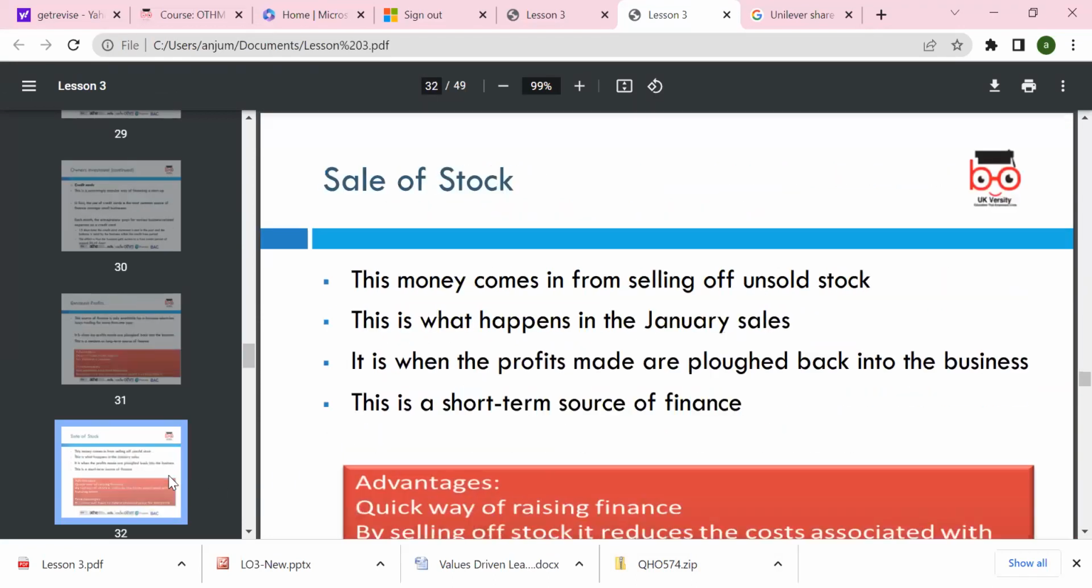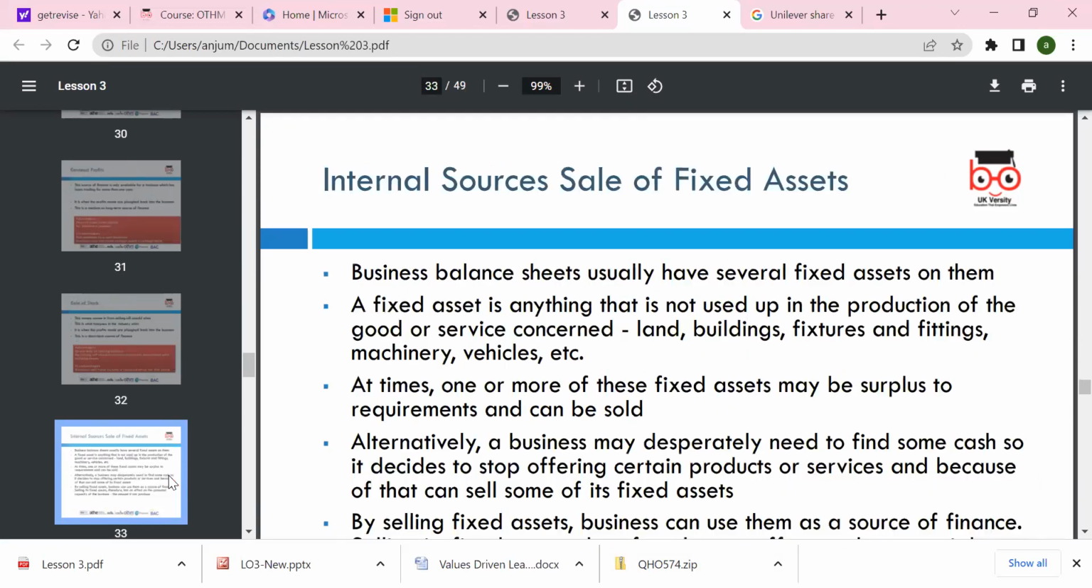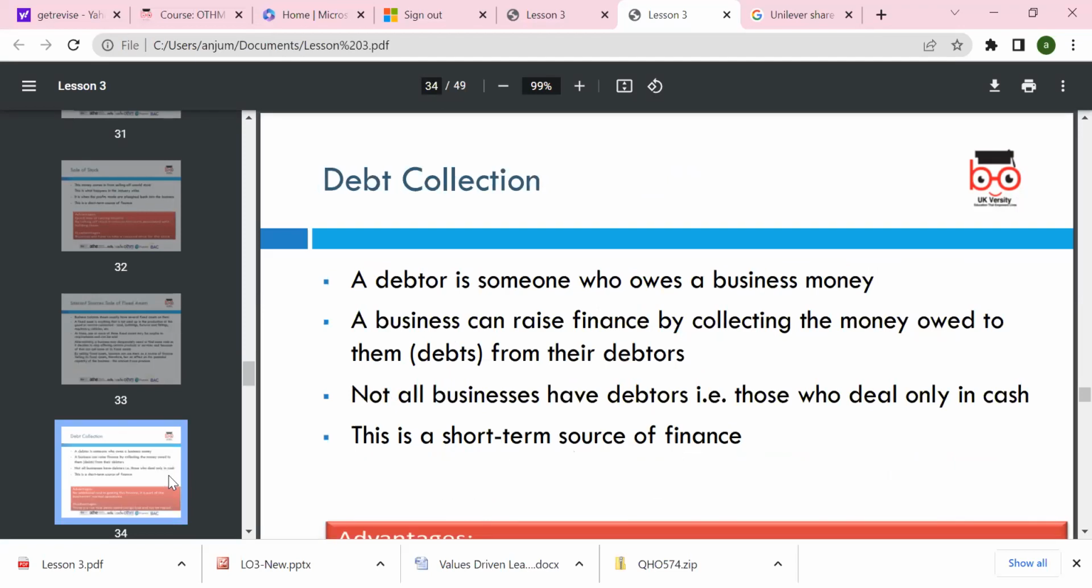Sale of stock has its own advantage: it's a less costly internal source of finance. Another internal source is the sale of fixed assets. If it's property, plant, buildings or equipment, you can sell it and raise money. If you have a spare asset you're not using, what's the point of keeping it? You can use the money to expand your business. Then debt collection: if a customer owes you money, you can collect from the debtors, meaning your credit customers who bought from you and haven't paid. No interest is involved, but sometimes the customer can be frustrated and trust can be broken, and that can be a disadvantage.